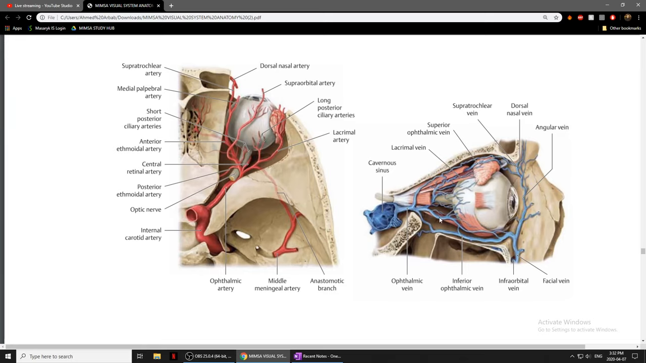And the veins follow pretty much the same pathway because they all drain into the ophthalmic vein in the end, that drains into the cavernous sinus, which is quite close to where the internal carotid artery is anyway.